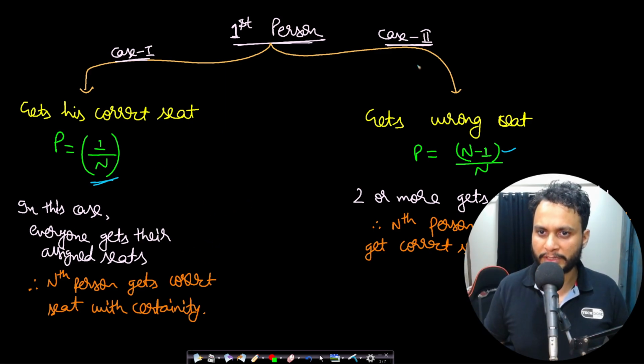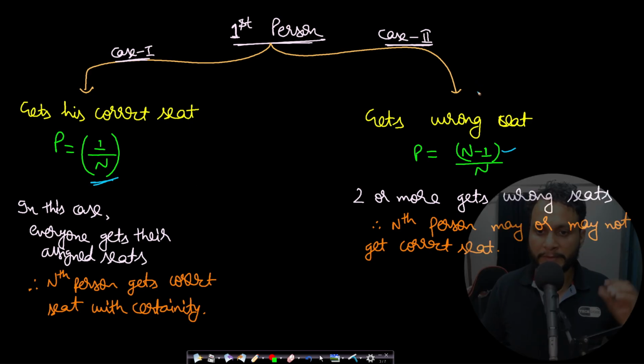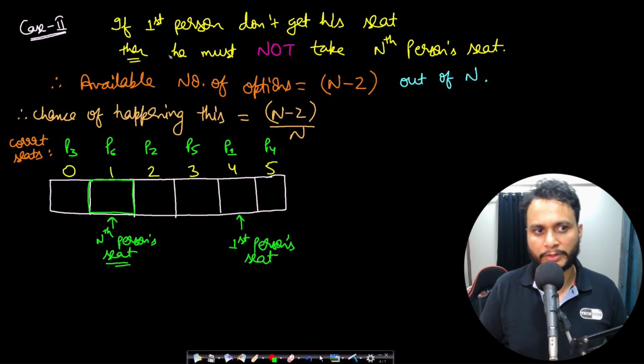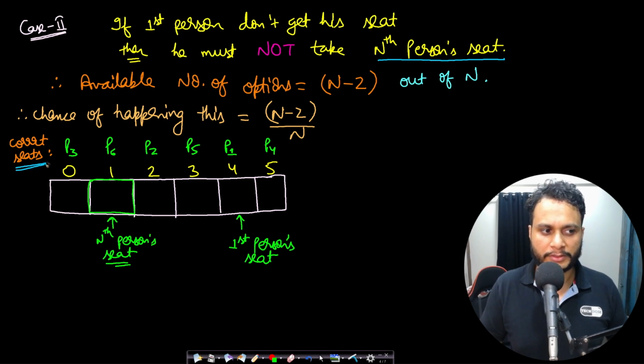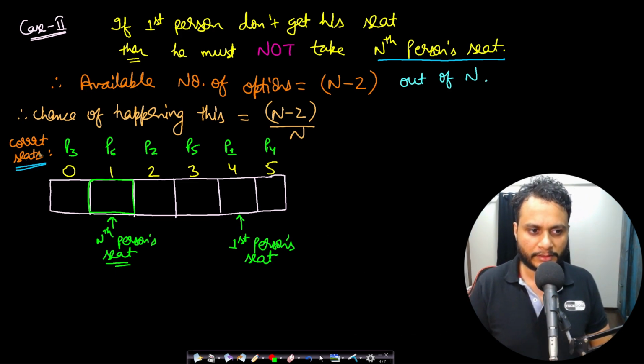And if you think about case 2, then if the first person gets a wrong assignment, we have to continuously keep on checking what happens with the second person, third person, and so on till the nth person. Okay, so let's see how to solve case number 2. If the first person doesn't get his seat, then he must not take the nth person's seat, and this must always be true, because what we want to calculate is the probability of the nth person getting his correct assignment. Let's see a seating assignment for 6 people. I have already written the correct seat for 6 people.